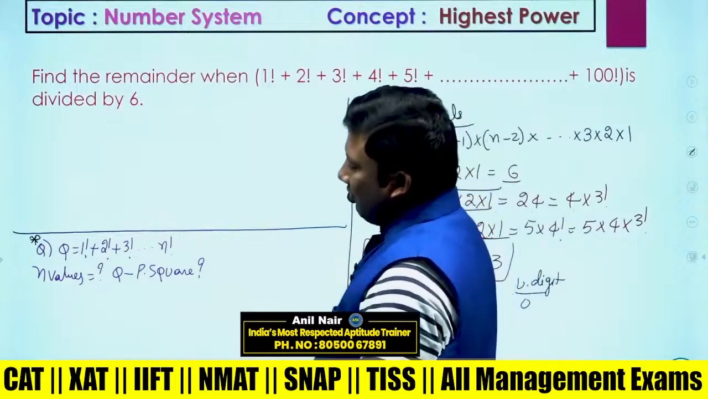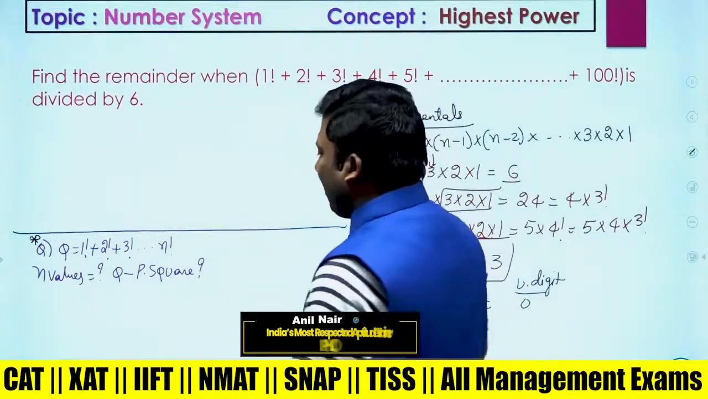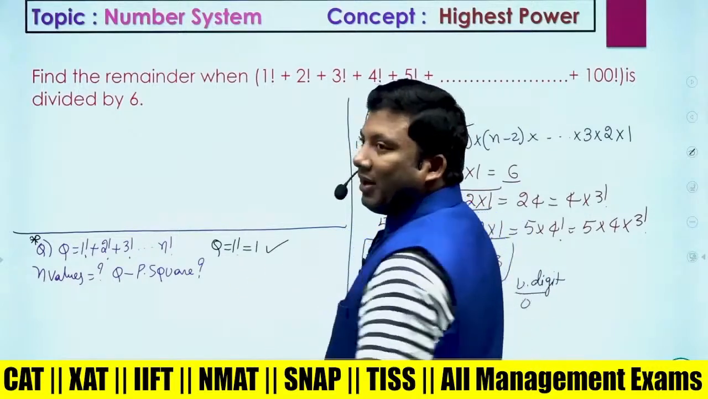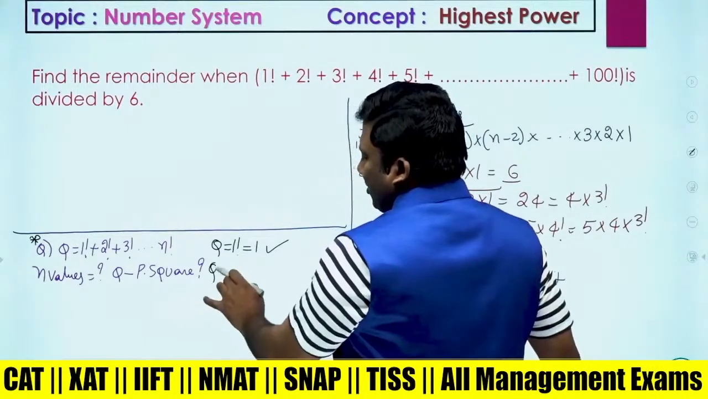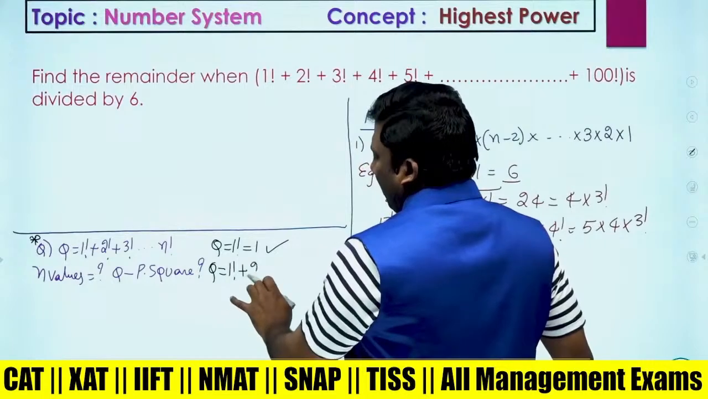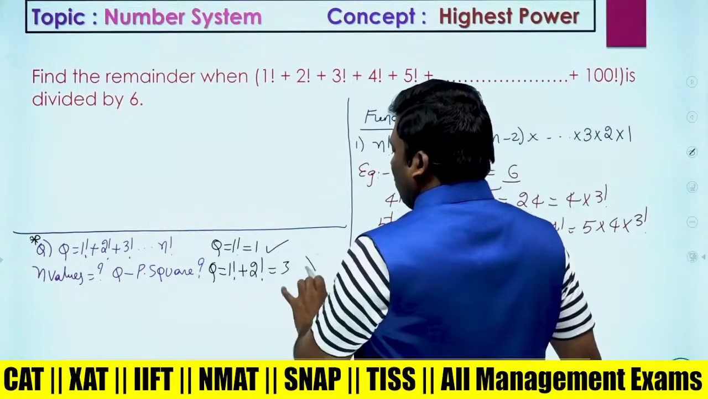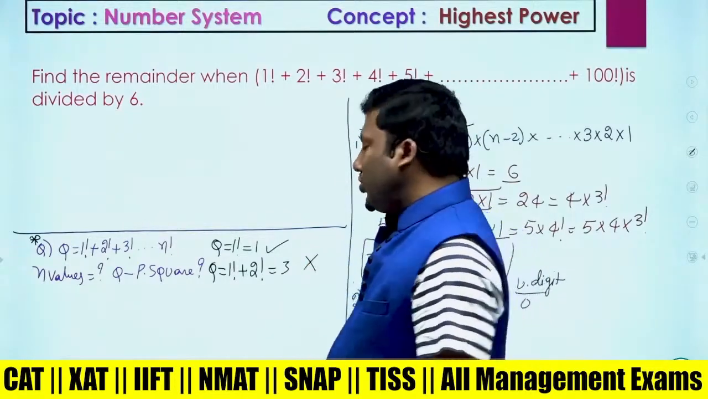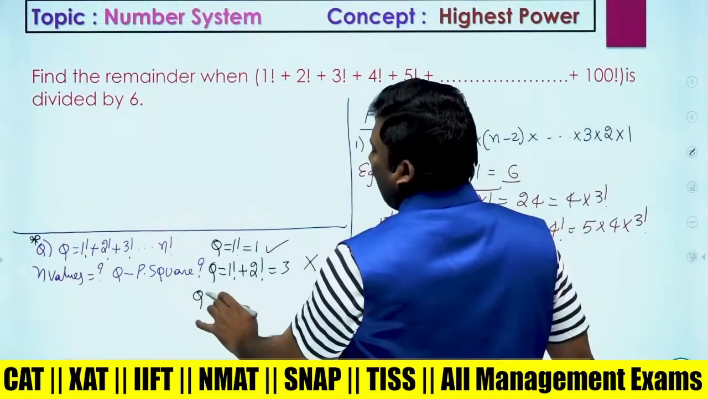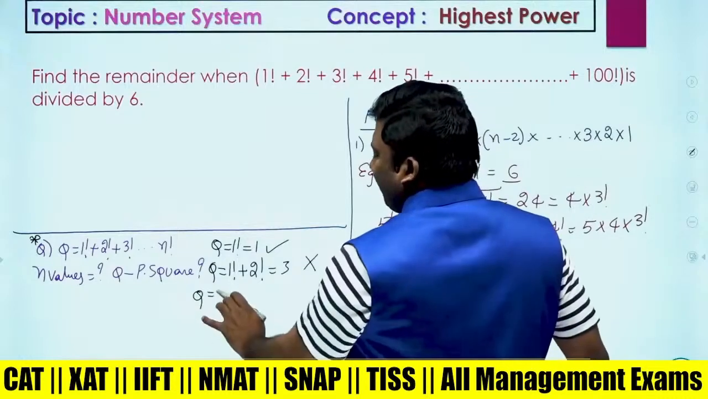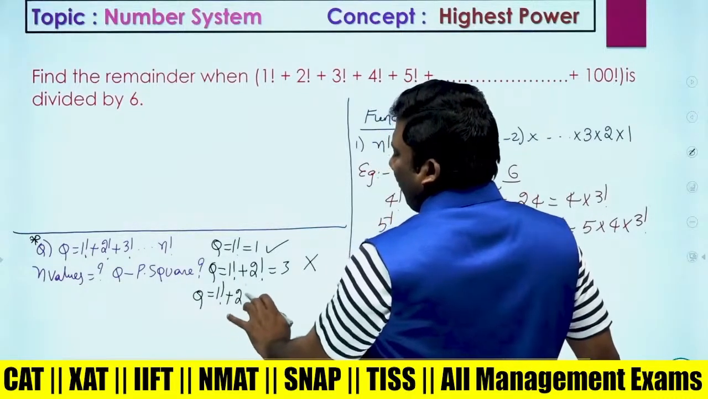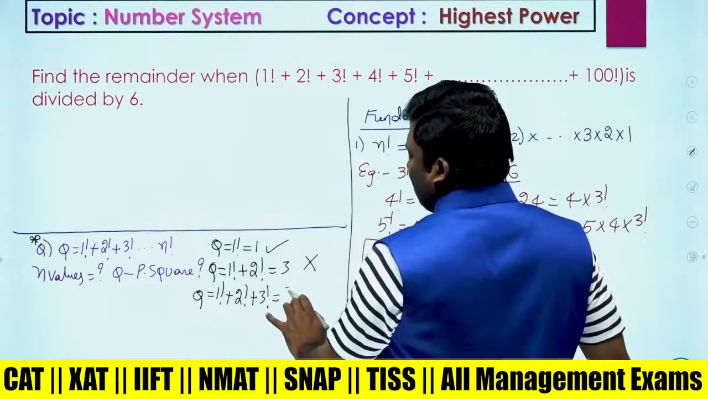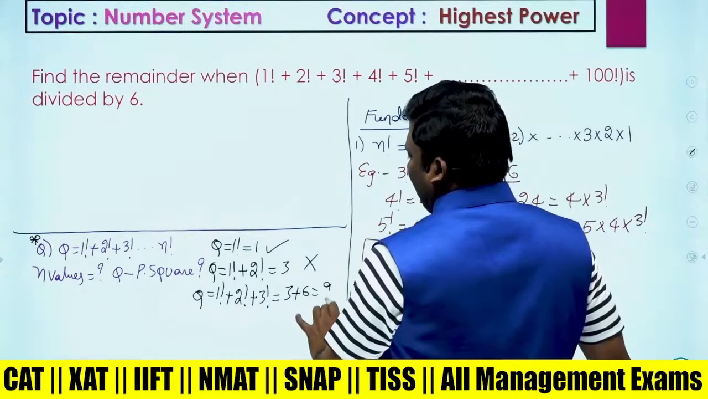How many values of n will make Q a perfect square? If I take 1 factorial, 1, it is a perfect square. If I take the first two terms, 1 factorial plus 2 factorial, 1 plus 2, 3. 3 is not a perfect square. A perfect square never ends with 2, 3, 7 or 8. With 3 terms, 1 factorial plus 2 factorial plus 3 factorial: 2 plus 1, 3, 3 plus 6, 9. 9 is a perfect square.